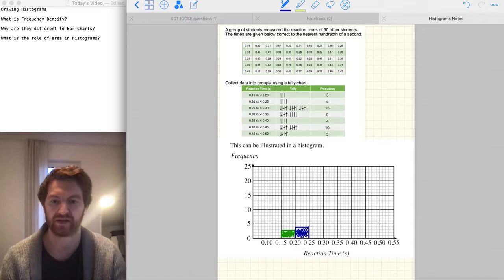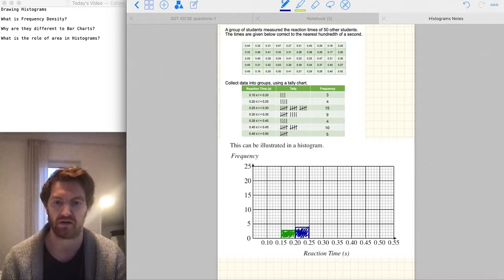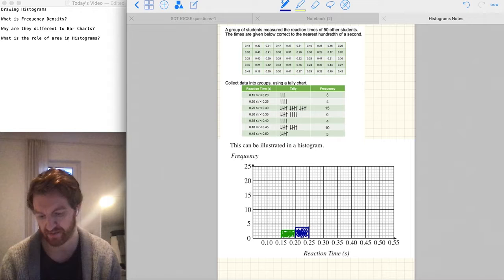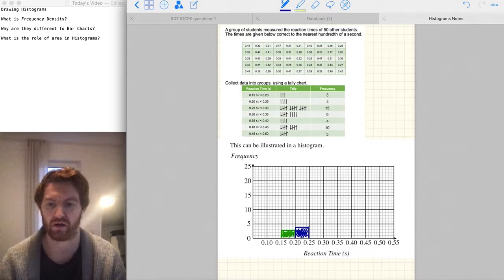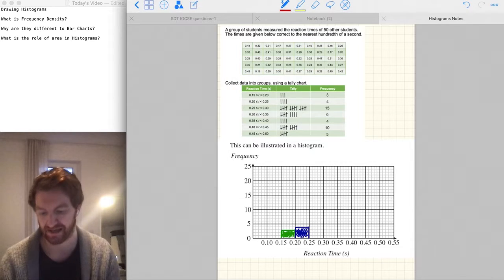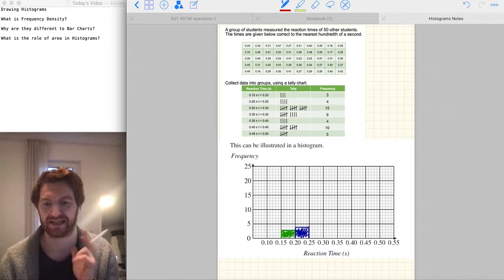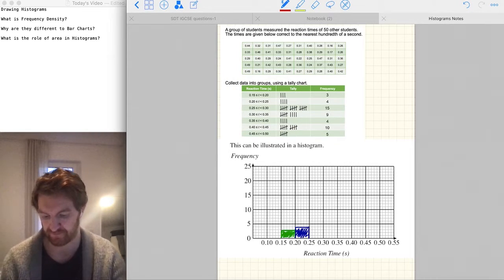So when the groups are the same size, it's actually okay just to say, you know what, we're just going to plot the frequency like a bar chart, and we keep doing that as we go along. Now when we've got a frequency density and we've got different sizes, this is when it gets a little bit more complicated.